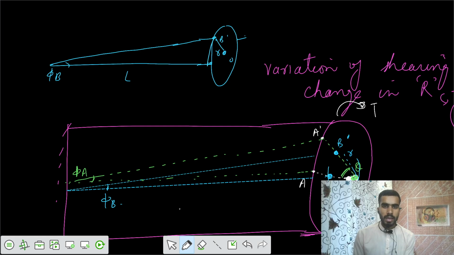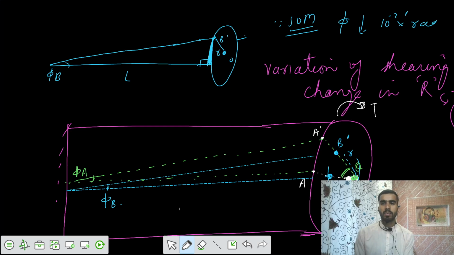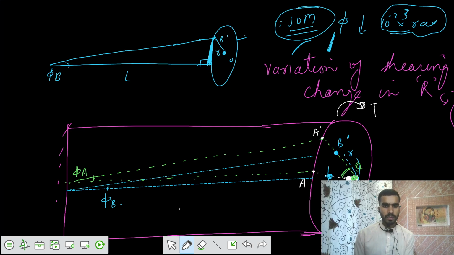Now if you say that this is some arc, how can you make a right angle triangle? But we say that phi value is very, very small, something like 3 into 10 to the power minus 2 radian. We say that the circular arc is similar to a straight line. If you take that assumption, tan phi B equals phi B, because phi is small. That equals perpendicular by base, BB dash by L.